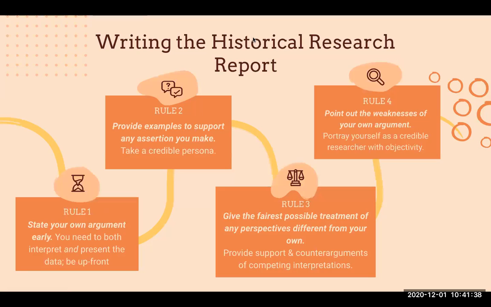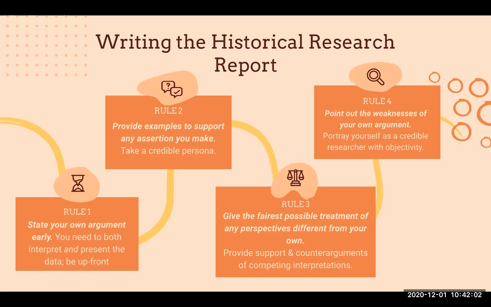In writing the historical research report, rule 1 is to state your own argument early. You need to both interpret and present the data, so be upfront. If you think about this like a UC essay, for example, we know that word count is very limited in those, and obviously the research report is not as limited, but you want to make sure that you get everything across because you need to state what you want to say and why you say that as well.